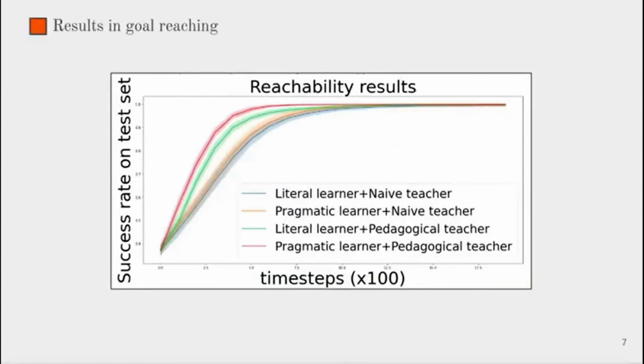Finally, we have our reachability results, and we can see that learners that are trained with pedagogical demonstration and with pragmatism can learn faster than other types of agents.